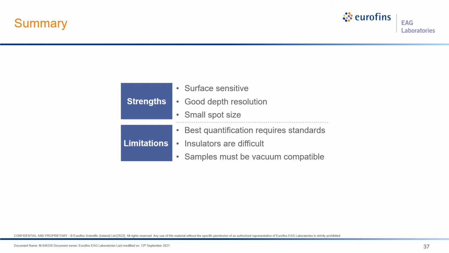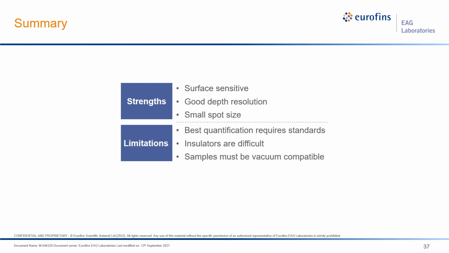Now, some of the limitations of the technique are we do need standards with similar compositions as the samples of interest for best quantification. The precision for Auger analysis is very good and can be used to compare samples, but for best accuracy, standards are needed.